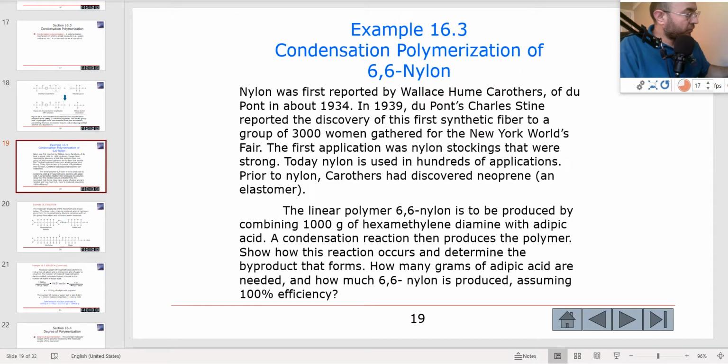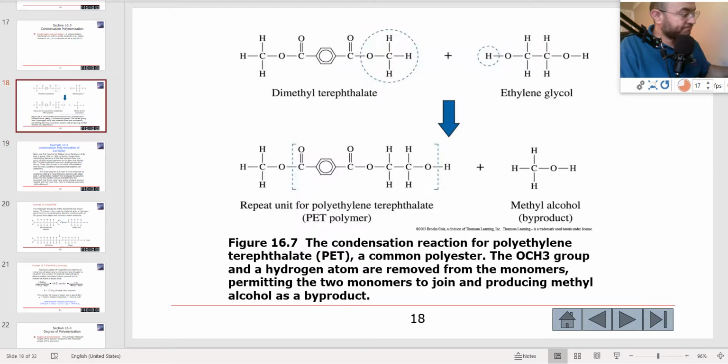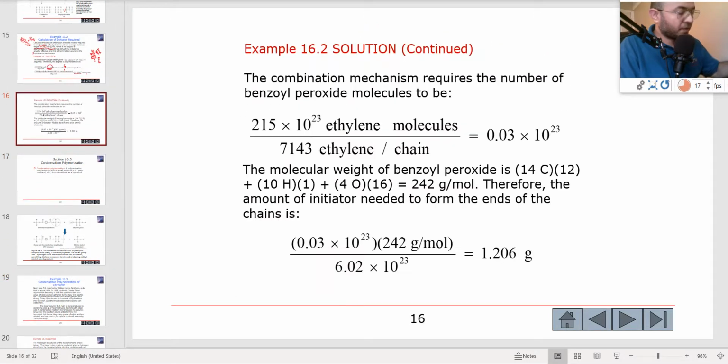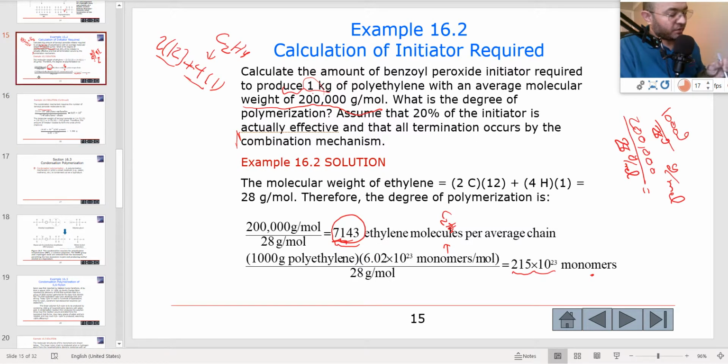So molecular weight of hexamine, I guess I came to a different problem. Okay, down here. The combination mechanism required the number of benzoyl peroxide that we needed. You can look here, we have 7,000 ethylene units per chain. For each chain, you just need one benzoyl peroxide.